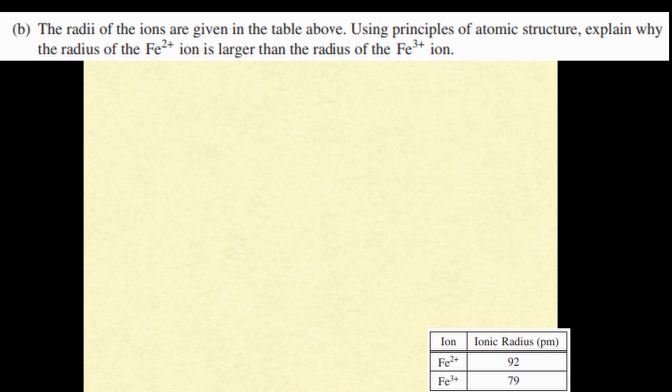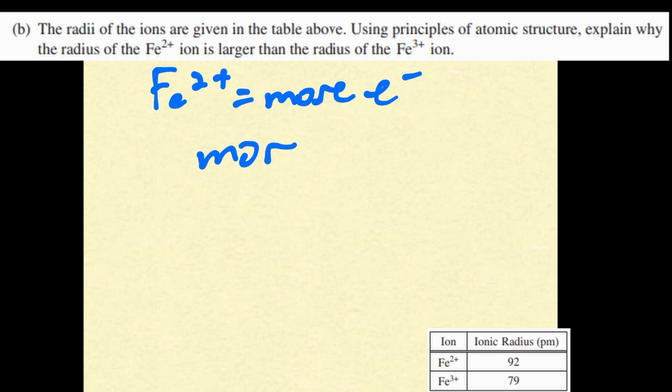While the iron 2 ion and iron 3 ion have the same number of sublevels, you must explain that because there are more electrons in the iron 2 ion, there is increased electron-to-electron repulsion, so the radius of the iron 2 ion is larger for this reason.